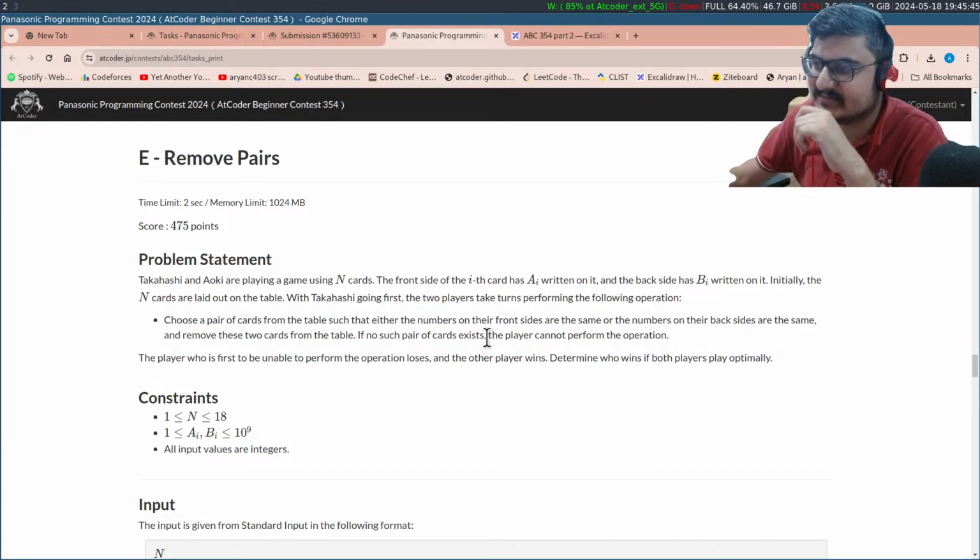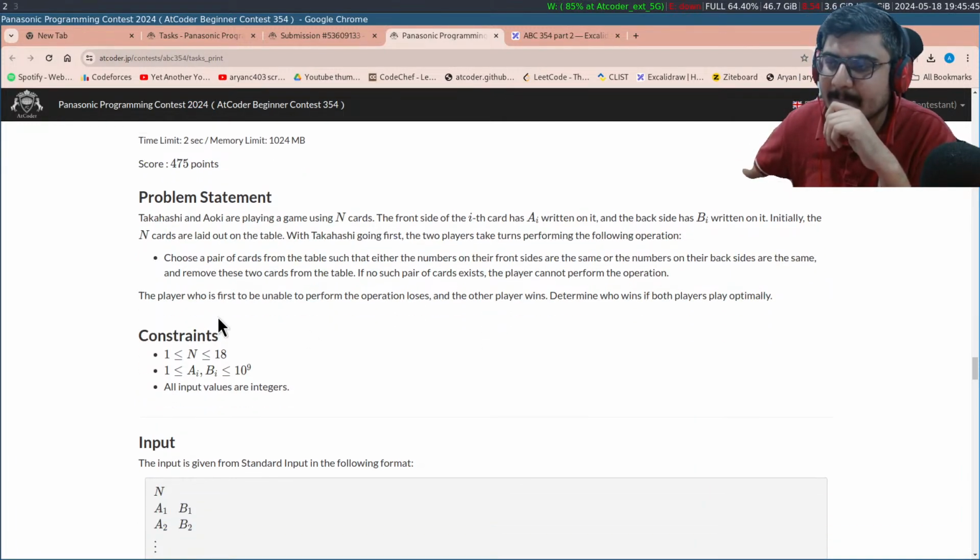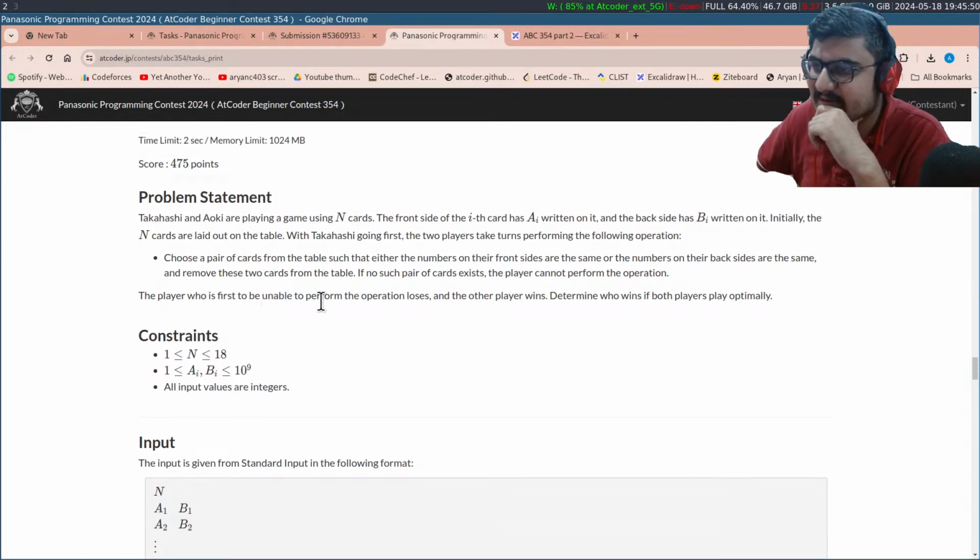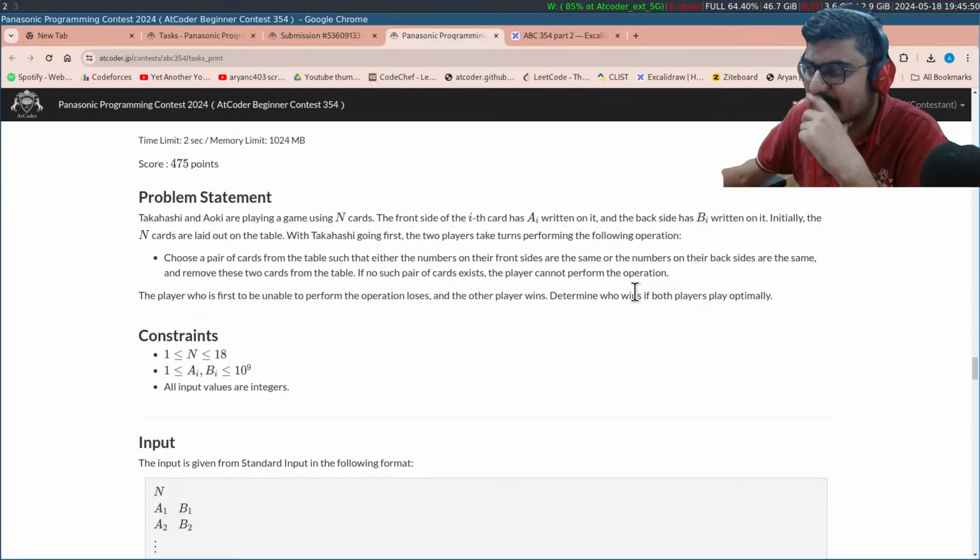If no such pair exists, the player cannot perform the operation. The player who is first unable to perform the operation loses. The other player wins. Determine who wins if both play optimally.